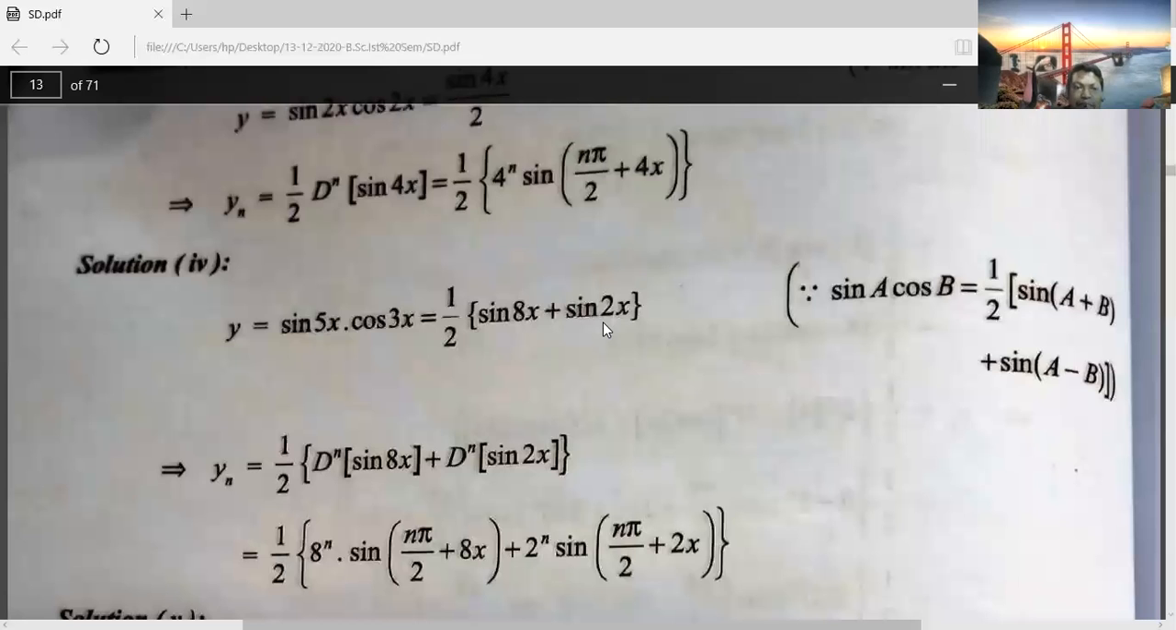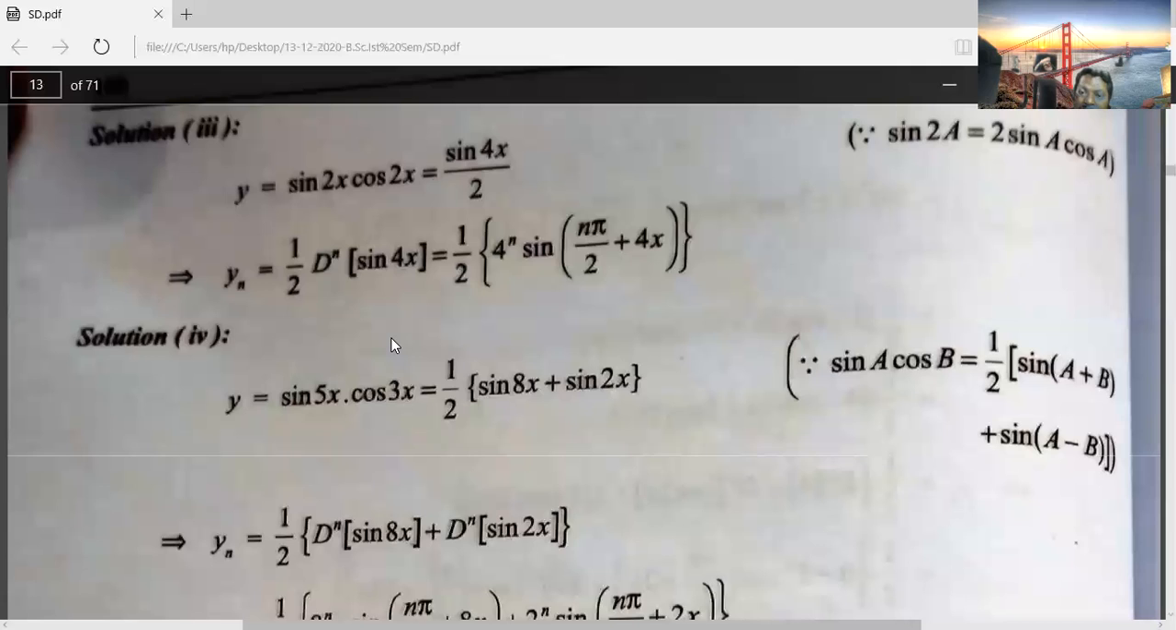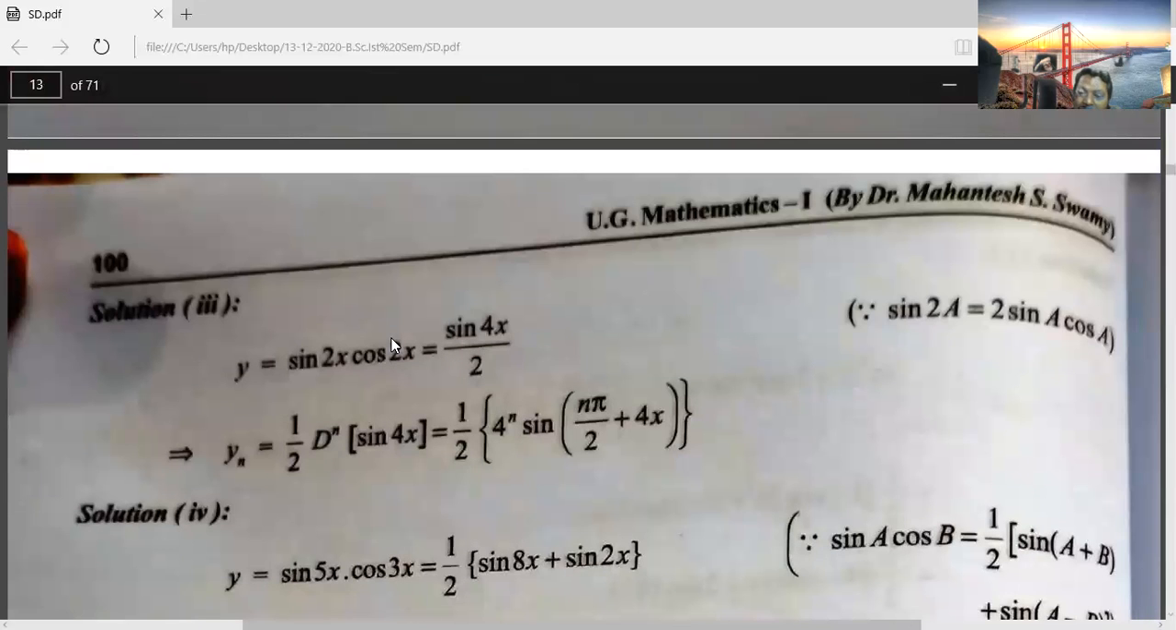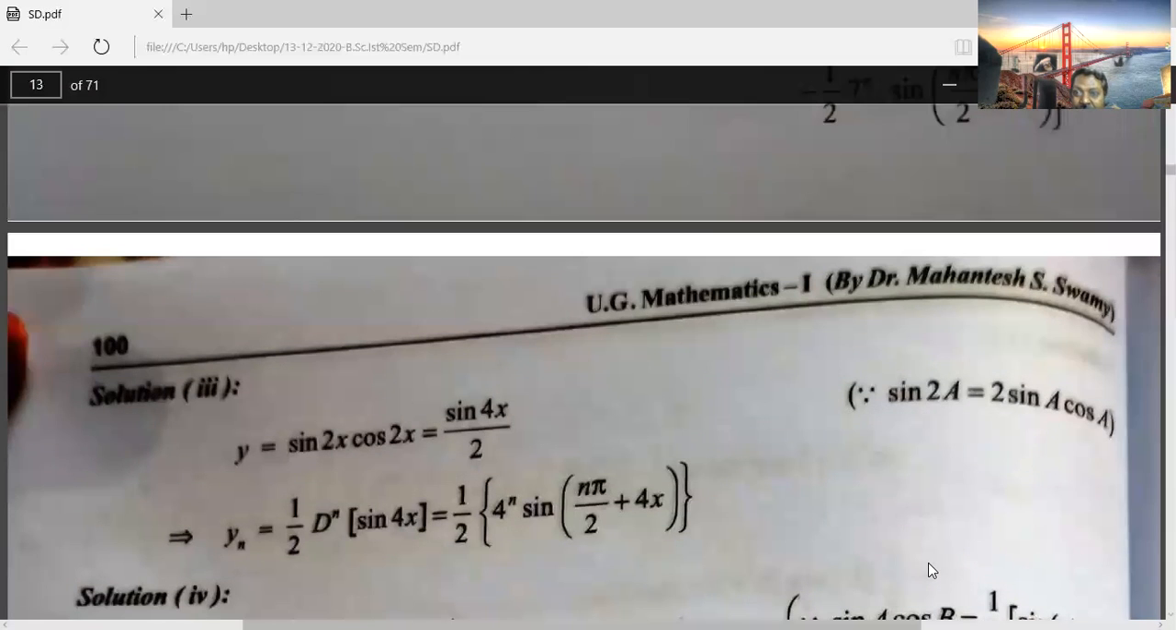Then the next one: y is equal to sin 5x into cos 3x. Already you have taken the previous case. There you took cos a into sin b; likewise, here sin a into cos b, so this formula you have to use. You can use this formula.